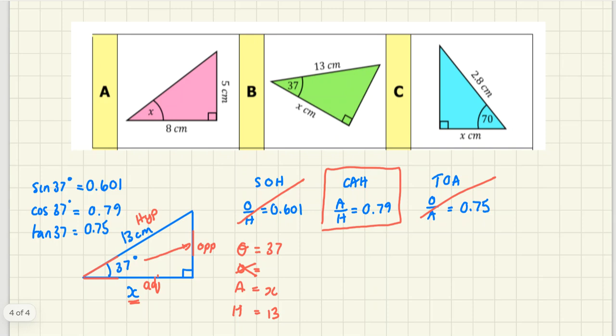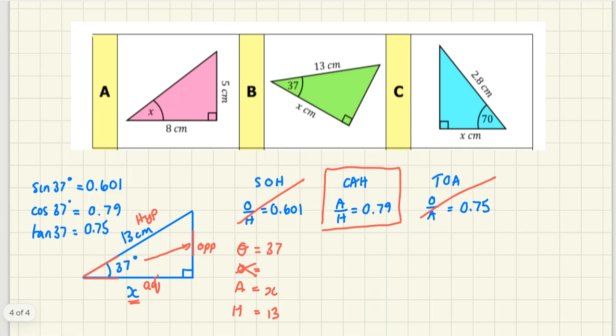How do you get the two? It's always the one closest. Find the A and H. How did you know to cross out the O? Because it's got the opposite side. I don't need it. I'm not being asked to find it, that's the x, and I've not got a number. So any ratios with O in, they're not useful.